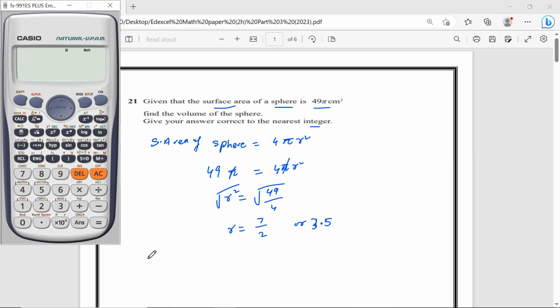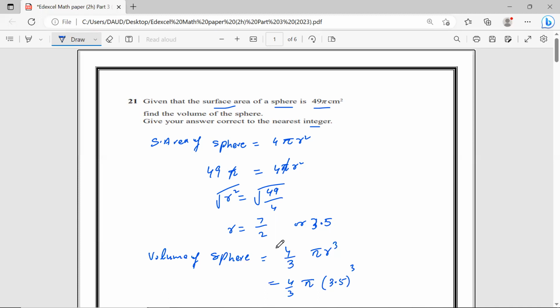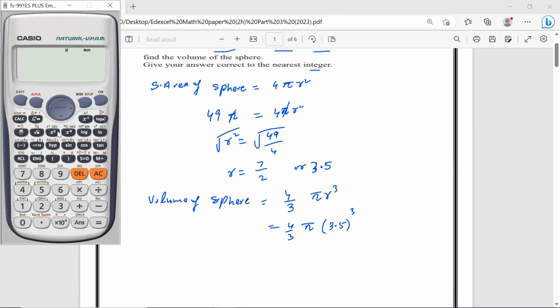Next we must use the volume of a sphere, which is equal to 4 over 3 πr cubed. So 4 over 3 π times 3.5 cubed. We'll see our answer in digits.